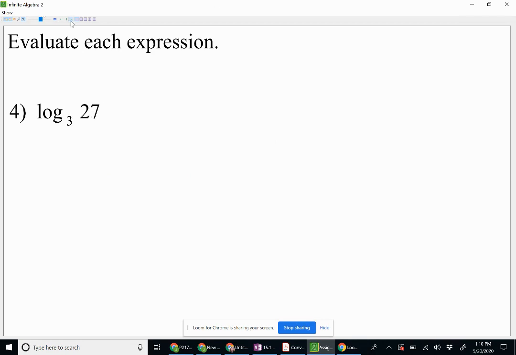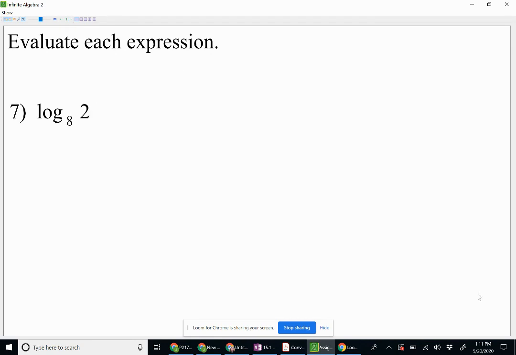Number 5. 2 to what power is 8? Well, 2 times 2 is 4, times 2 is 8. So 2 to the third equals 8. So your answer here is going to be 3. I skipped some steps there. Hopefully you can figure out how to do those on your own by now.